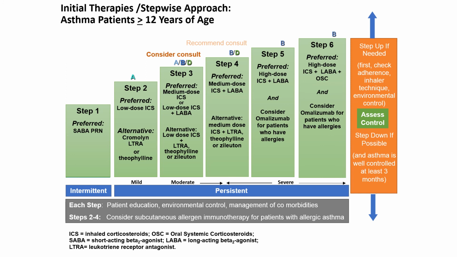Now, if the patient is not controlled using a short-acting beta-2 agonist, or he or she is symptomatic, the attack is occurring more than 2 times per week, you have to go to step 2. Step 2 is actually mild persistent bronchial asthma. In step 2, you have to go for the low dose inhaled corticosteroid.